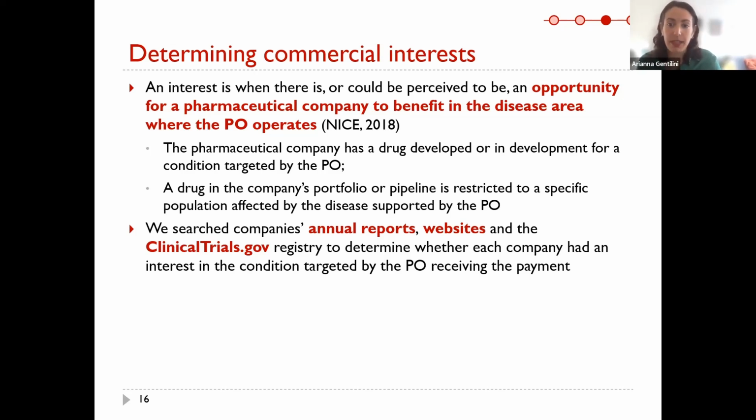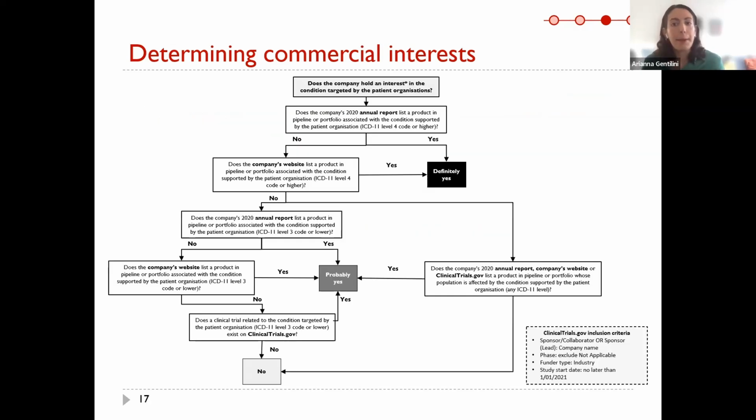To do that, we screened companies' annual reports, websites and the clinicaltrials.gov database to assess whether a company had an interest in the condition targeted by the patient organization receiving the payment. Very briefly, this is a mapping algorithm that we've used to guide our definition of interest that a company has in a patient organization.